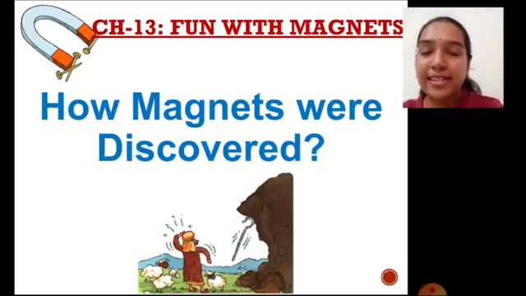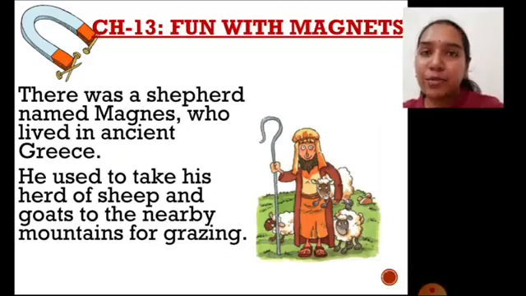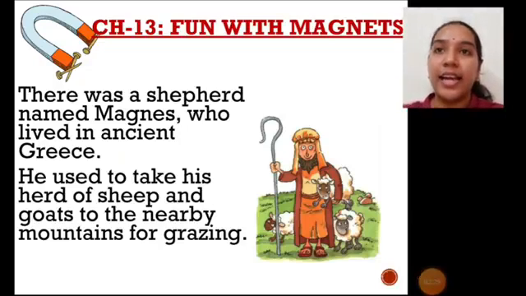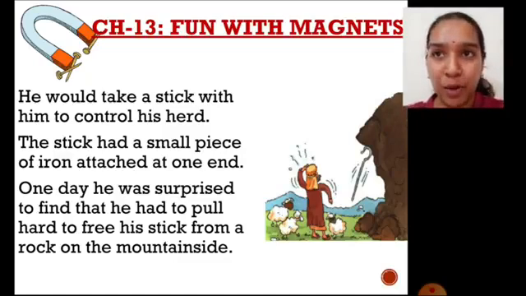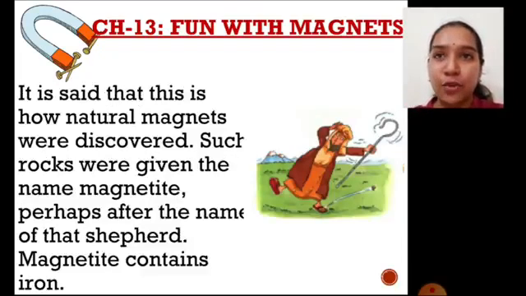Next is how magnets were discovered. We came to know an interesting story of a shepherd named Magnus, whose experience was the story behind the discovery of magnets. The small iron stick he used to carry with him got stuck to a rock on the mountain side, and made him think about these magnets and their properties. Initially, those rocks which attract iron were named magnetite after the shepherd's name, Magnus.